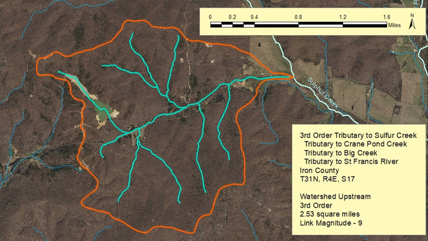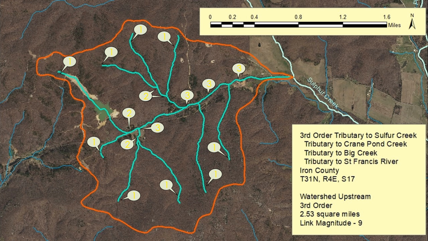So back to our example of this third order tributary to Sulphur Creek. Here are all the first order streams, meaning those with no other tributaries. Here are all the second order streams formed when two first order streams come together. And here you can see where it becomes a third order stream and stays that way until its confluence with Sulphur Creek.